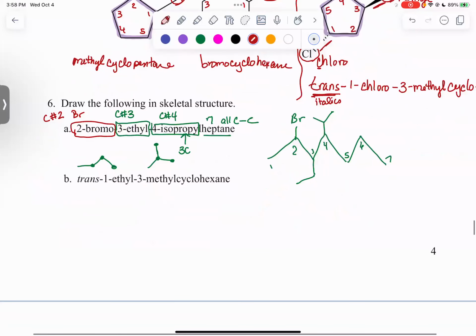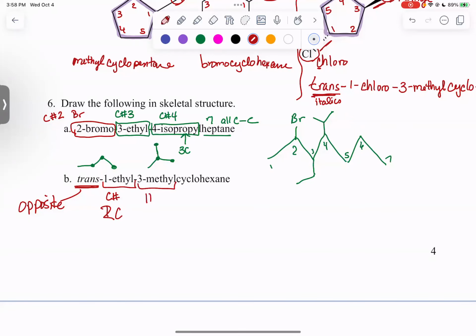Okay. My next one, it's trans. This is telling me it's opposite. 1 ethyl. So on carbon number 1, I have a 1 me-eat. It's a 2 carbon group. Then on position carbon number 3 is a methyl. So methyl is a 1 carbon group. Then it's a cyclo, so it's a ring. Hex meaning 6, and ane meaning all carbon-carbon single bonds. Lots of information there, right?